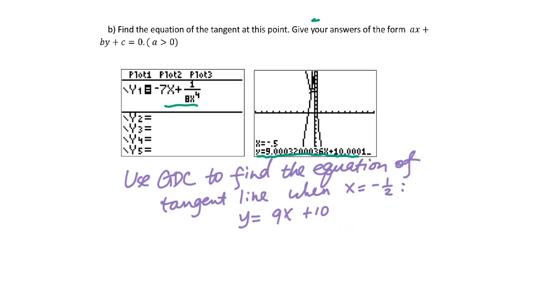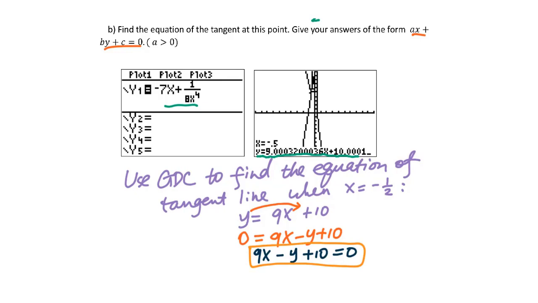So we need the ax plus by plus c equal to 0 form. So you move this y to the right side. You will get 9x minus y plus 10. Then we rewrite this one. It will be 9x minus y plus 10 equal to 0. This will be the answer.